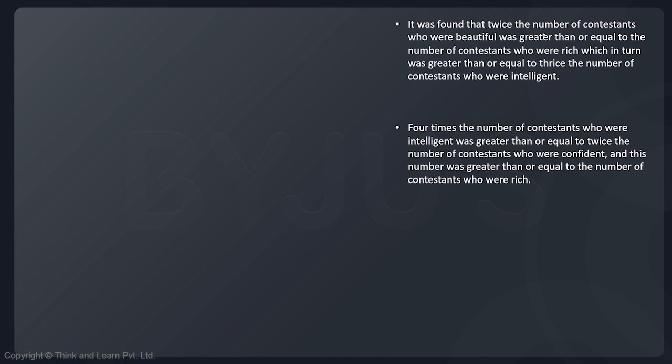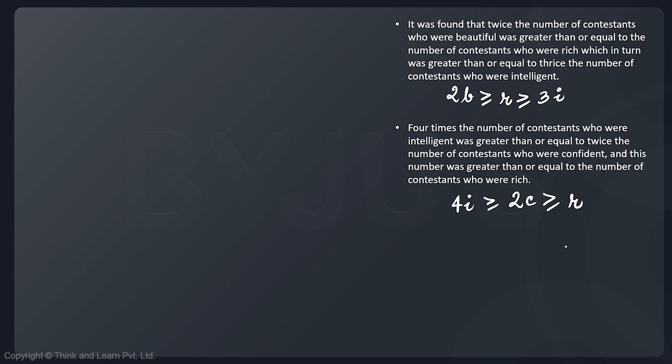So the condition is given that twice the number of contestants who were beautiful, so let's call beautiful as B, was greater than or equal to the number of contestants who were rich. For rich we are taking R, which in turn was greater than or equal to thrice the number of contestants that were intelligent. So this is the condition from the first statement. On the second statement, the condition is 4 times the number of contestants who were intelligent were greater than or equal to twice the number of contestants who were confident. Let's use C for confident. And this number was greater than or equal to the number of contestants who were rich. So for rich, we have taken R.